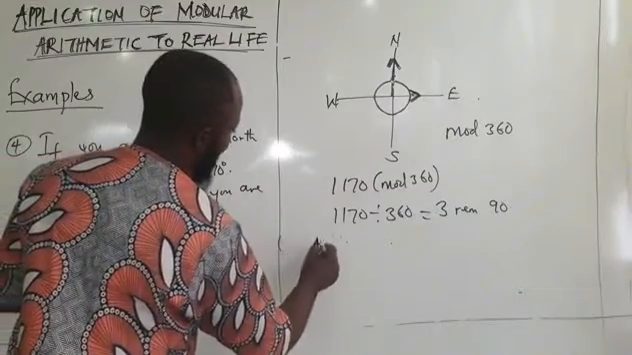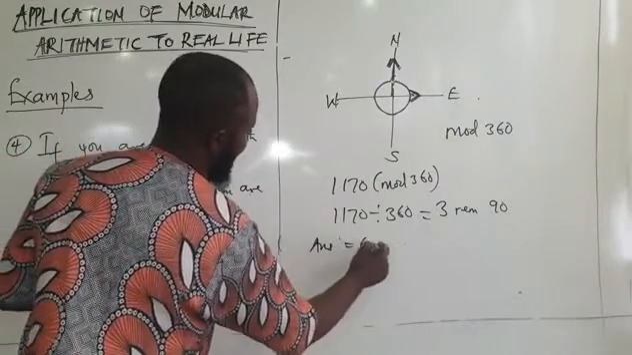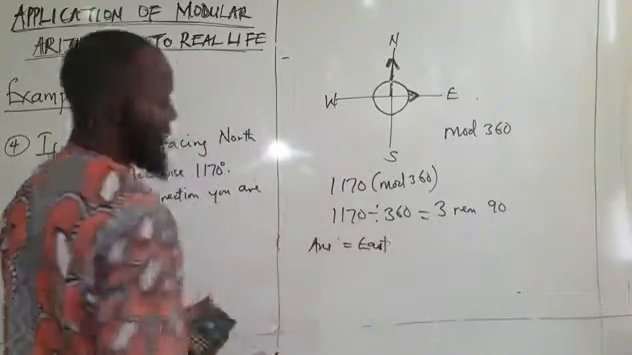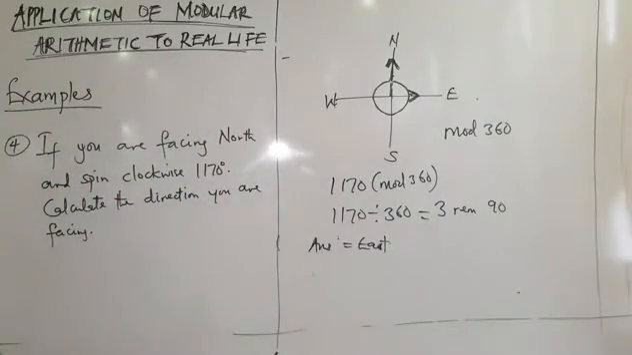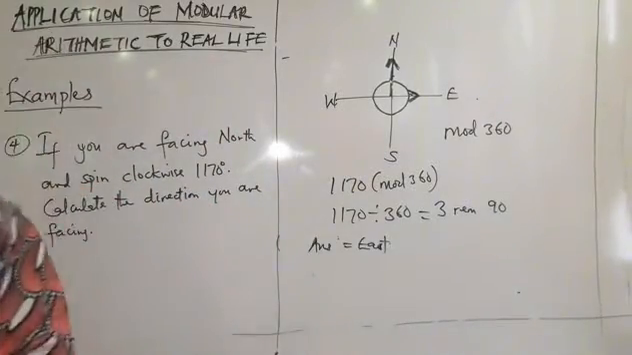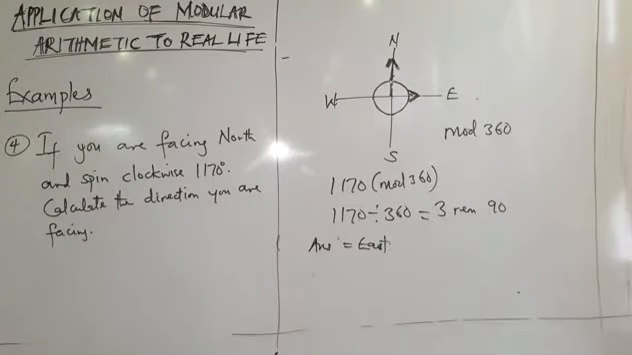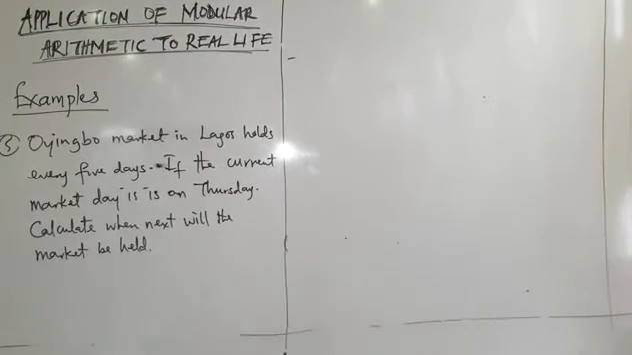So the answer here is east. I hope this is very clear. So that is how to use modulo to calculate degrees. Is that clear? So let's look at another, I think the last example here, which is on calculating the next day of a market. This is the last question here.